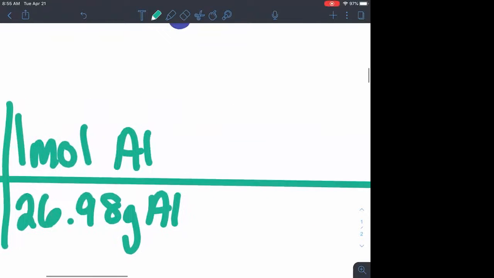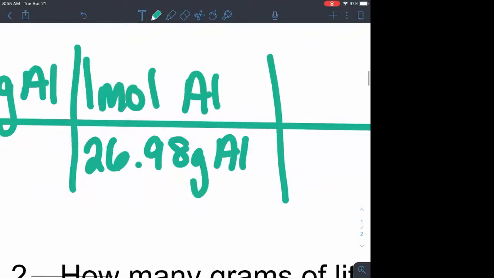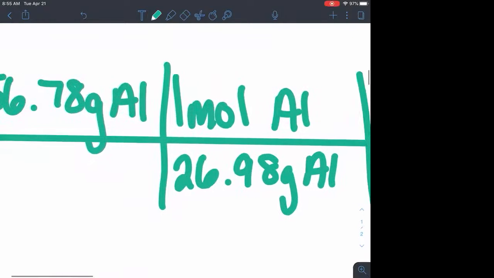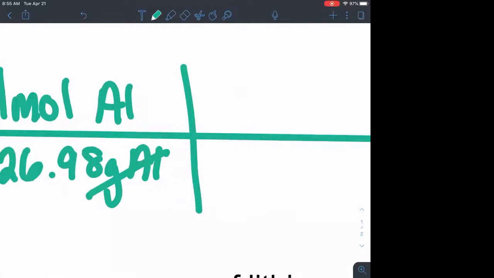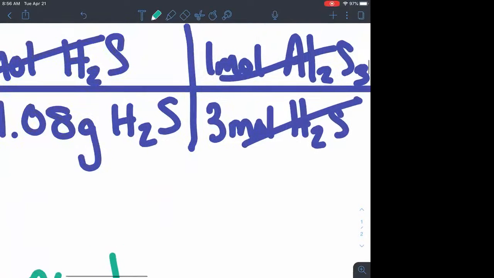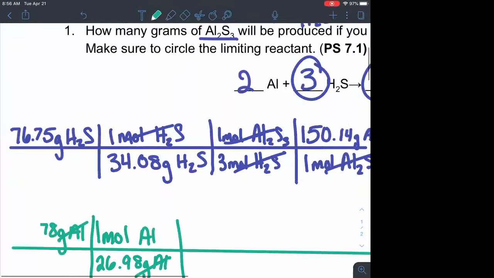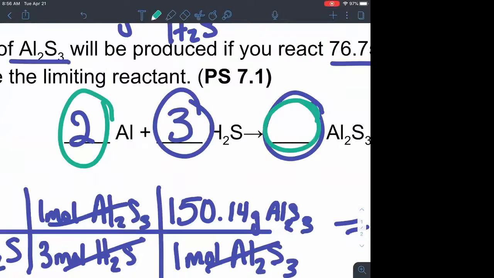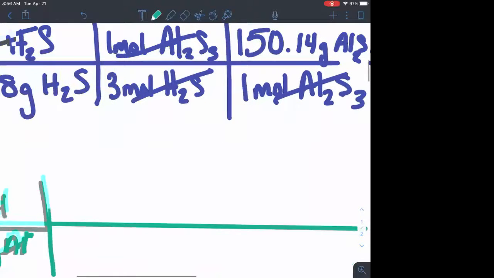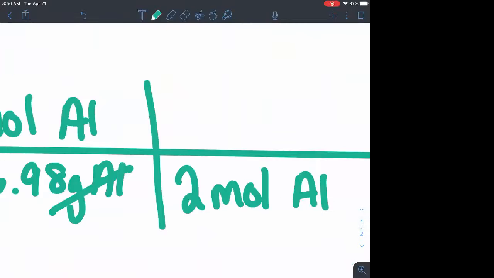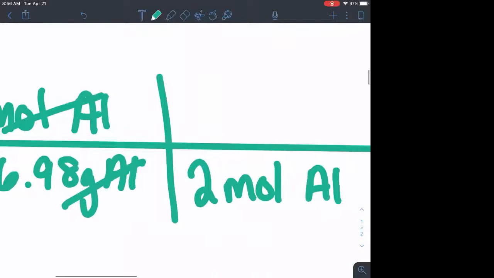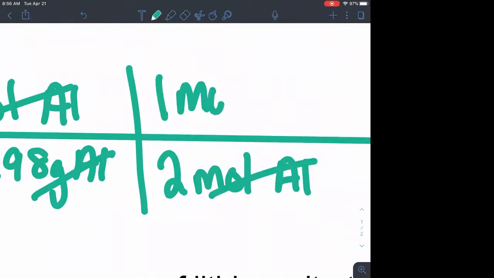Now that we have our 1 mole of aluminum, those grams of aluminum have canceled. They're gone. We're in moles of aluminum. Now we can go from moles of aluminum to moles of aluminum sulfide. So we have to use our balanced equation again. We need 2 moles of aluminum to make, that's right, 1 mole of aluminum sulfide. So we put the 2 moles of aluminum on the bottom because we want those moles of aluminum to cancel. And then we put the 1 mole of aluminum sulfide on the top.